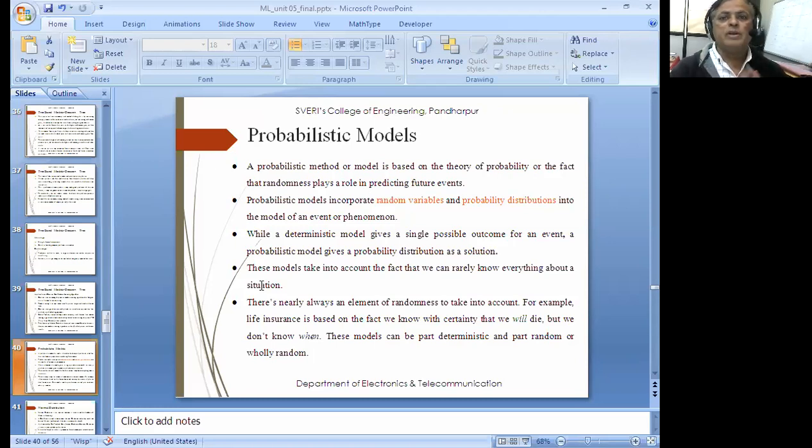It doesn't give you a particular output, so it gives you what are the probable solutions that could come out, right? This is the difference between deterministic and probabilistic models. These models take into account the fact that we really know everything about the situation. So we proceed on the assumption that I know everything about this, and then later we work on the probability, which we call a hypothesis, meaning I know it will be like this.